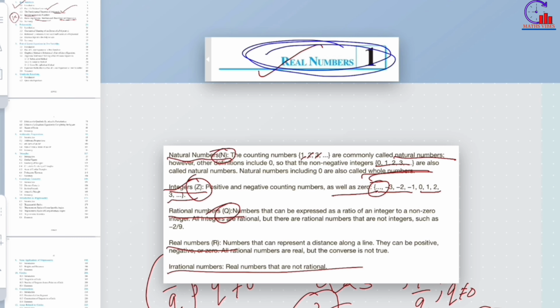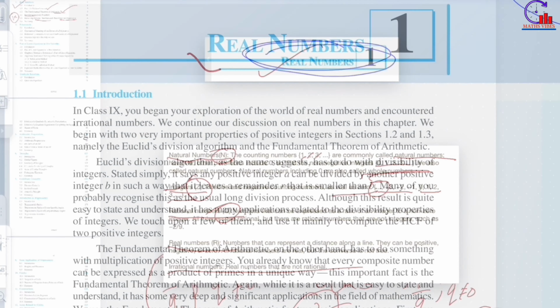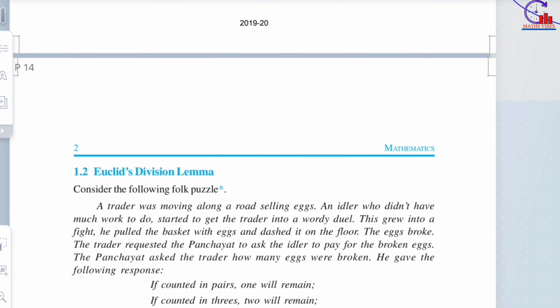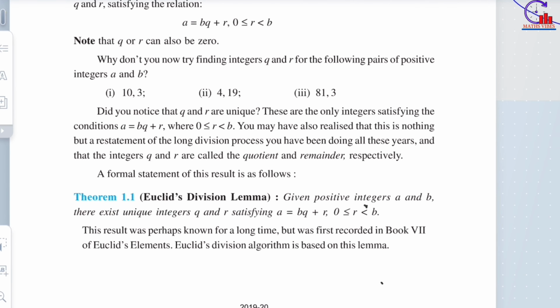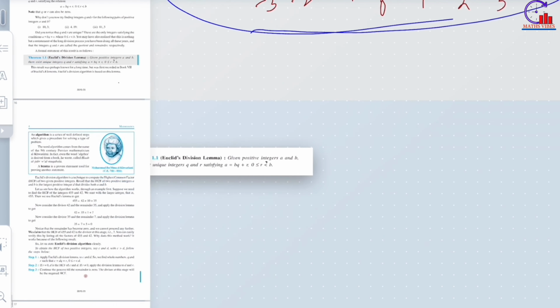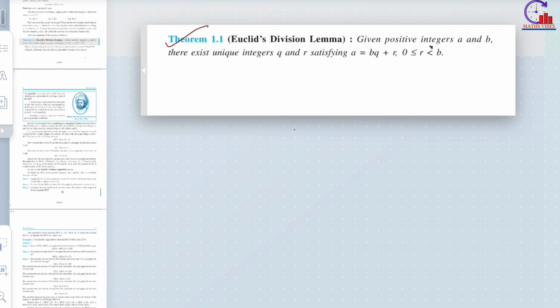We will learn more about real numbers in this chapter, okay? And the first theorem is Euclid's division lemma, that is theorem 1.1. So to know about Euclid's division lemma, let us take an example. Okay, 5. I take 5 and I can divide 5 by 1. Similarly I can divide 5 by 2, 3, 4 and by 5 itself, right?